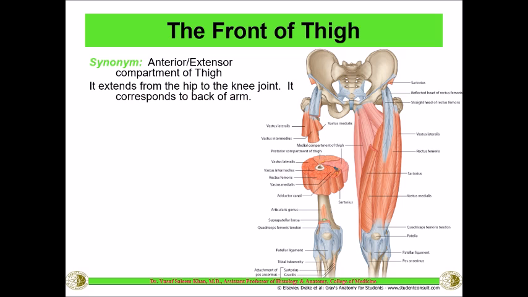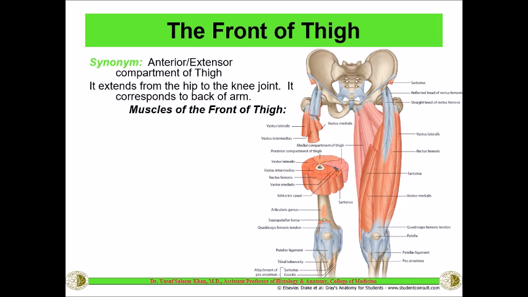The muscles in this compartment extend the knee. You should remember, if it is the extensor compartment, it extends the knee, not the hip joint. It extends the knee joint. That is the thing you should remember. This compartment extends from the hip joint to the knee joint, and it corresponds to the back of the arm, or the posterior compartment of the arm.